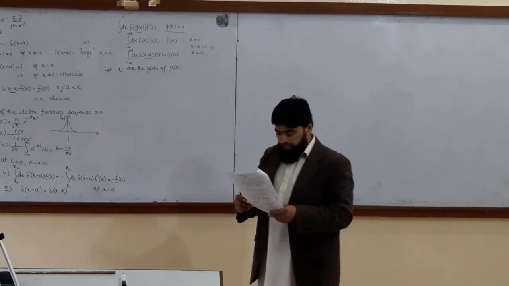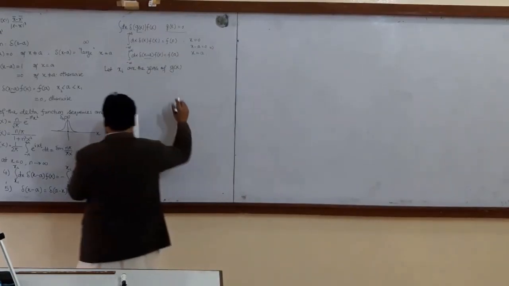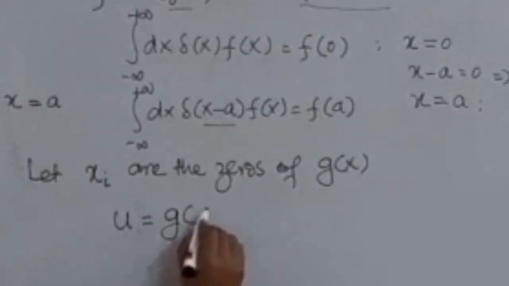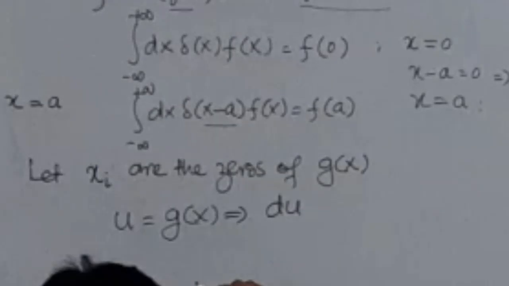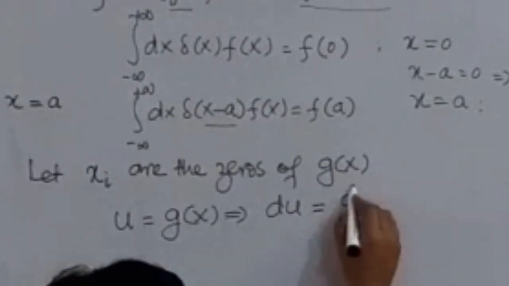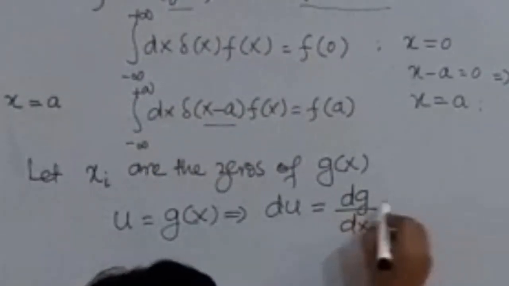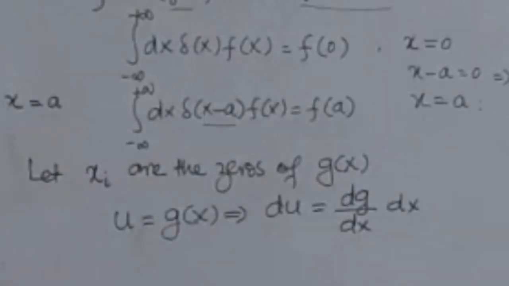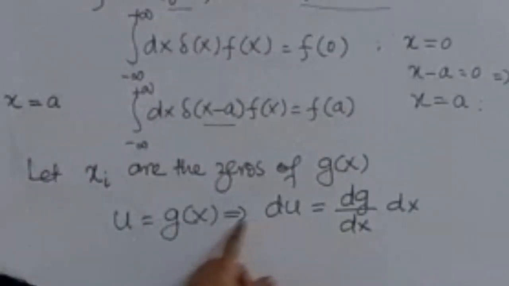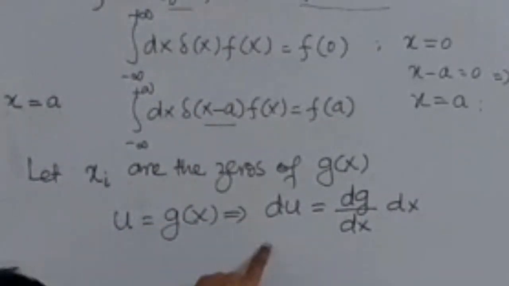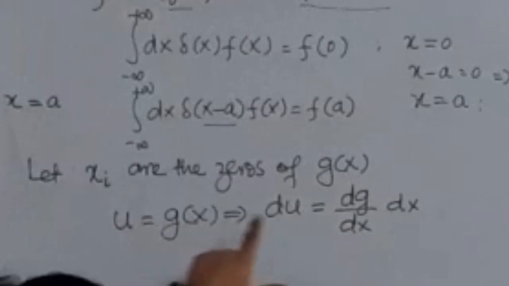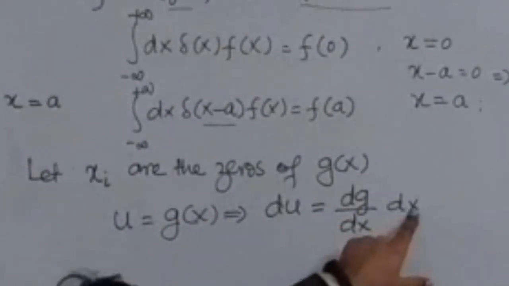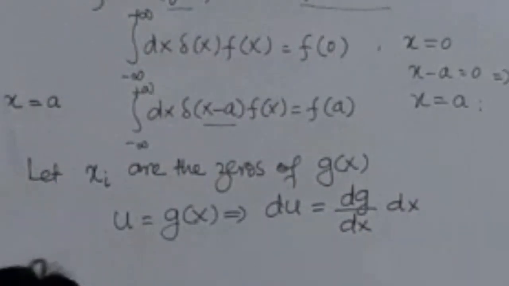Then we will assume that u is defined as equal to g of x. Then what about du? This implies du is equal to dg over dx into dx, right? You can write like this, du by dx is equal to dg by dx. Then let dx you move here. So this is a way to do it, like the differential of u is equal to the differential of g and then the differential of x as well, because this x can be anything.